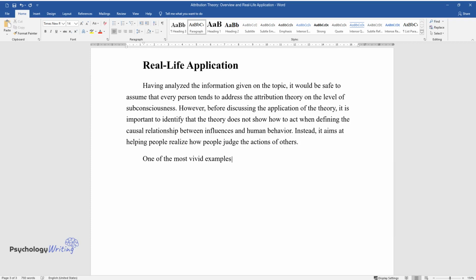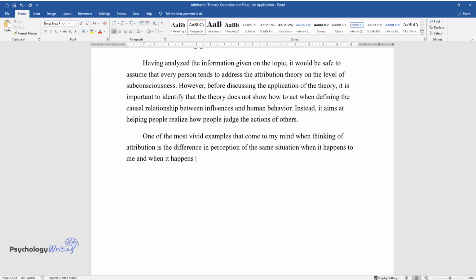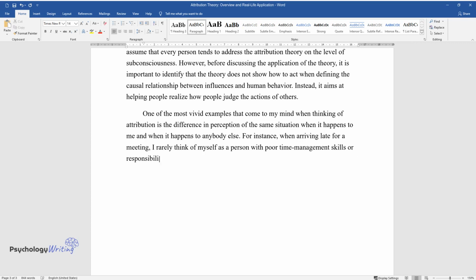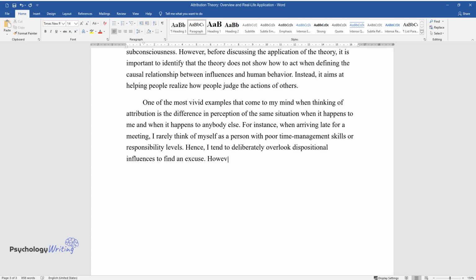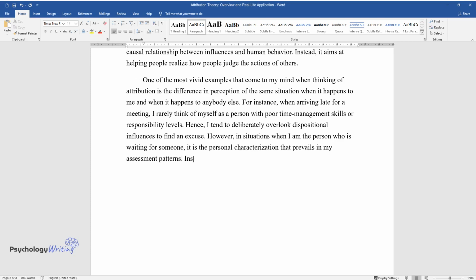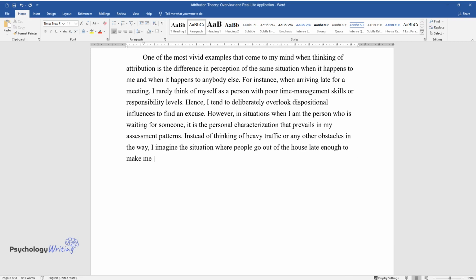One of the most vivid examples that come to my mind when thinking of attribution is the difference in perception of the same situation when it happens to me and when it happens to anybody else. For instance, when arriving late for a meeting, I rarely think of myself as a person with poor time management skills or responsibility levels. Hence, I tend to deliberately overlook dispositional influences to find an excuse. However, in situations when I am the person who is waiting for someone, it is the personal characterization that prevails in my assessment patterns. Instead of thinking of heavy traffic or any other obstacles in the way, I imagine the situation where people go out of the house late enough to make me wait.